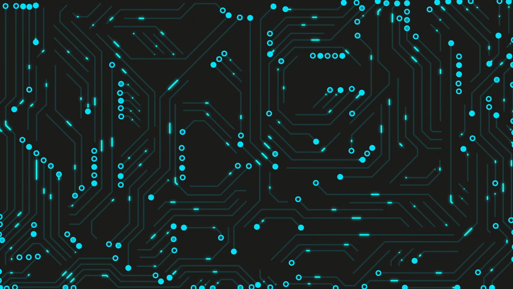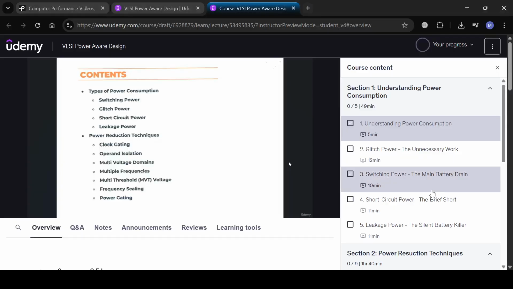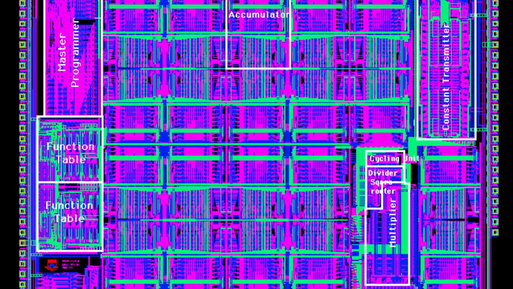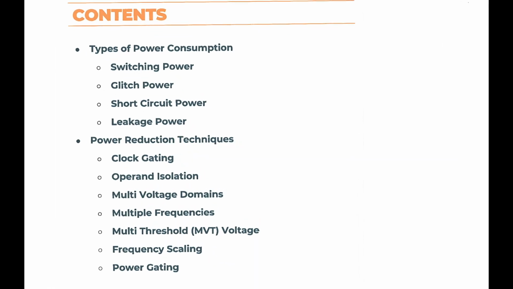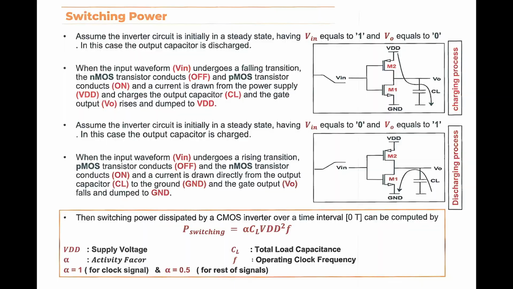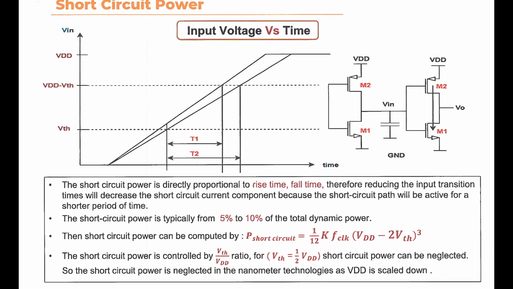In modern chip design, power efficiency affects everything from performance to thermal management. This course gives you the practical skills to tackle real power challenges in your projects. We start with the fundamentals, understanding where power actually goes in digital circuits. We have switching power, glitches, leakage currents, and short circuit power.